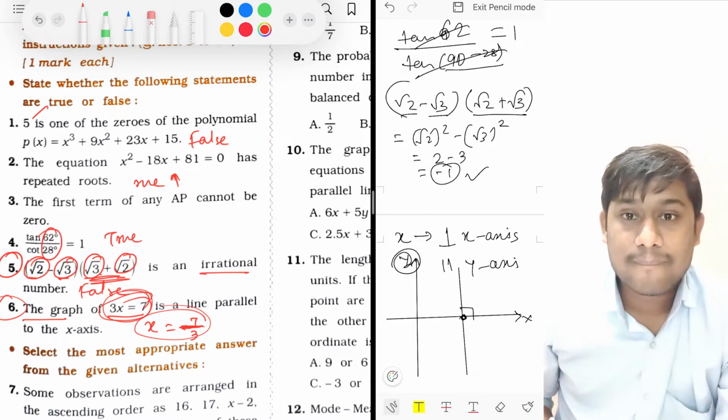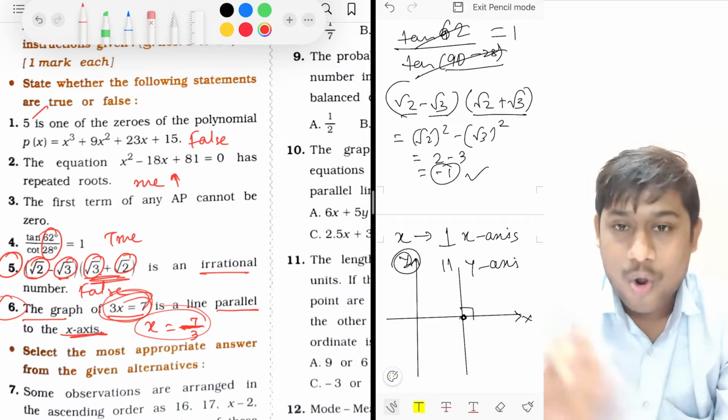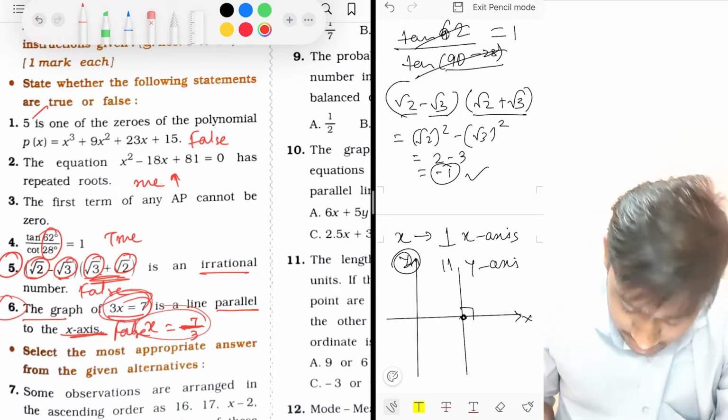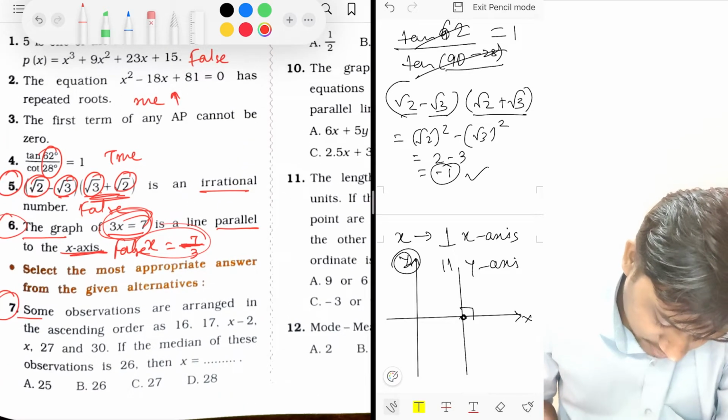The given is, here they gave you parallel to x-axis. It is wrong. So it is false. I think you got my point. Good. Let's see next, question number 7.